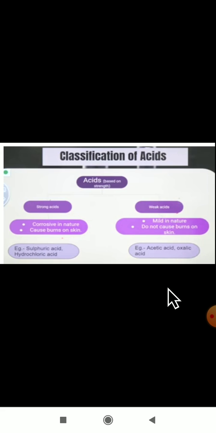Weak acids are mild in nature. They do not cause burns on the skin; they will not affect your skin. Examples are acetic acid and oxalic acid. Acetic acid is present in vinegar and oxalic acid is present in spinach. These will not cause any burn on the skin.